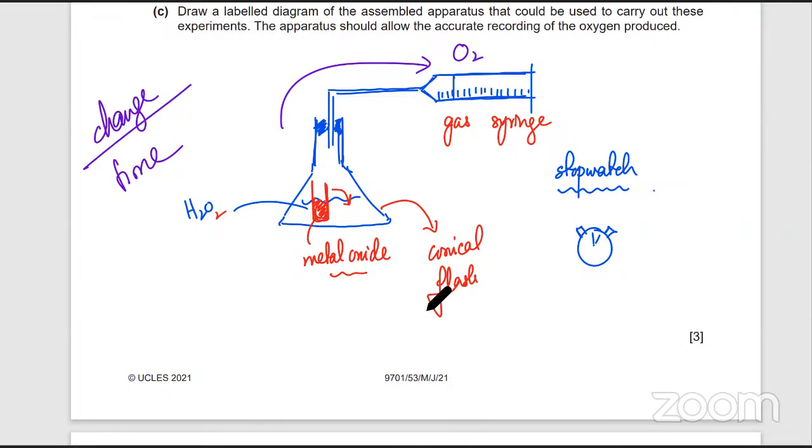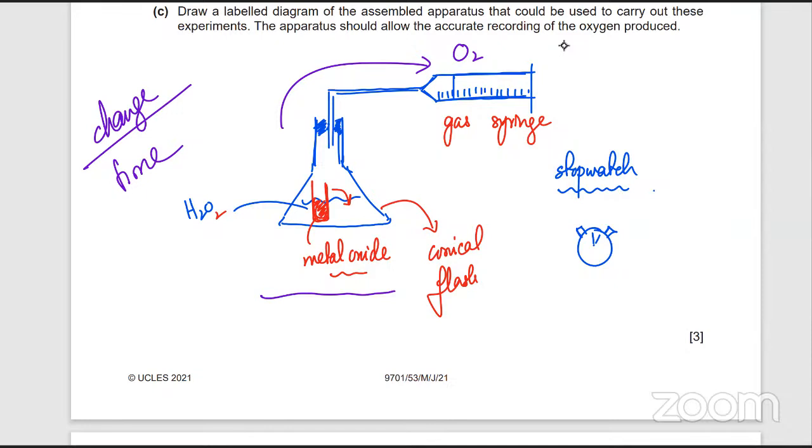तो मुझे दूसरा बता दो कि और क्या चेंज मेजर कर सकते हो. What could be another change? ठीक है, the other change could be mass. हाँ, ठीक है. तो mass भी change हो रहा है. So नीचे वो रख दो weighing balance and you can measure the change in mass.